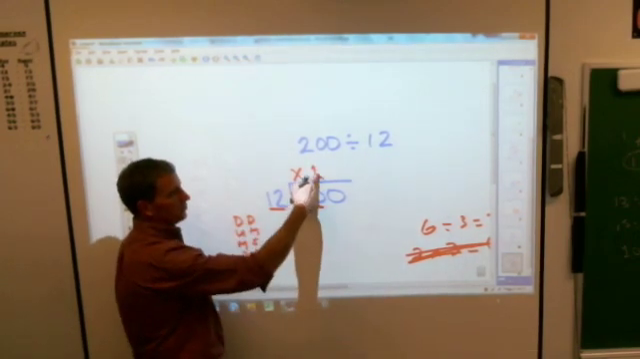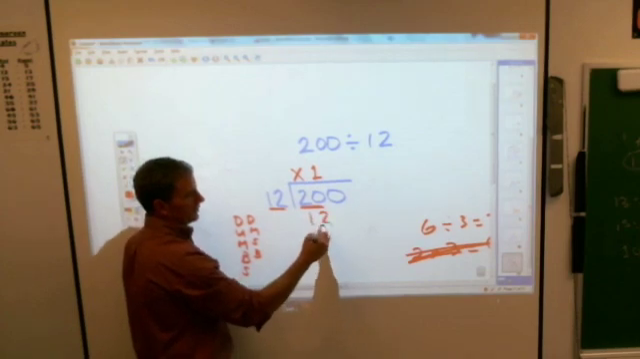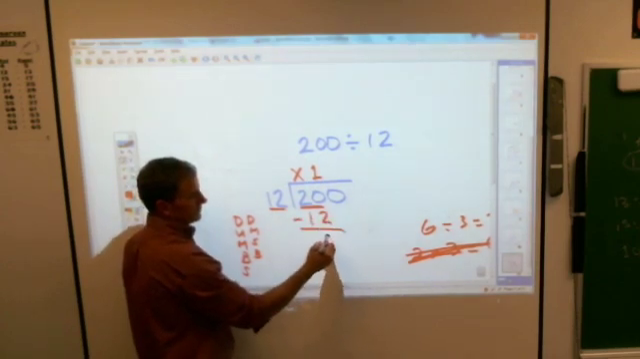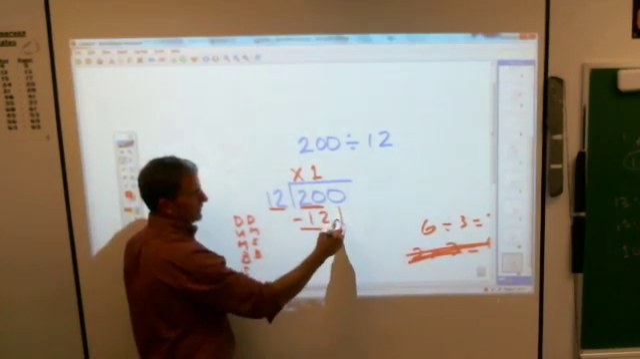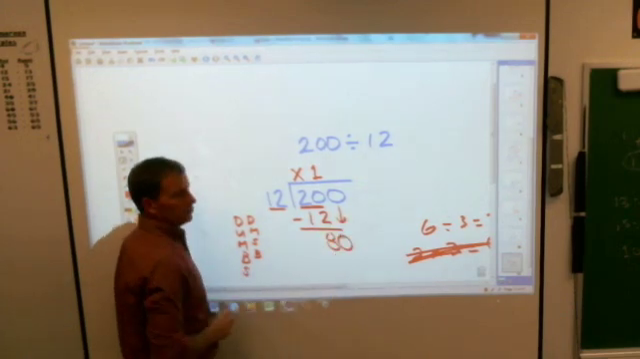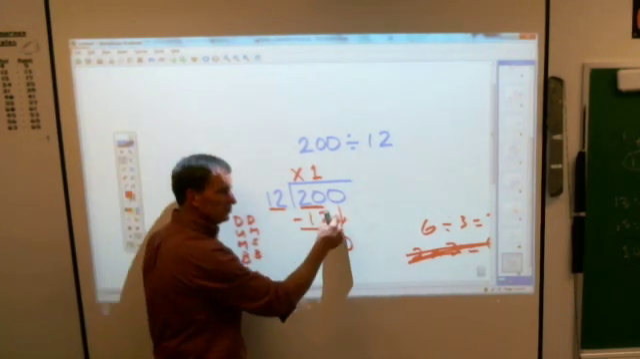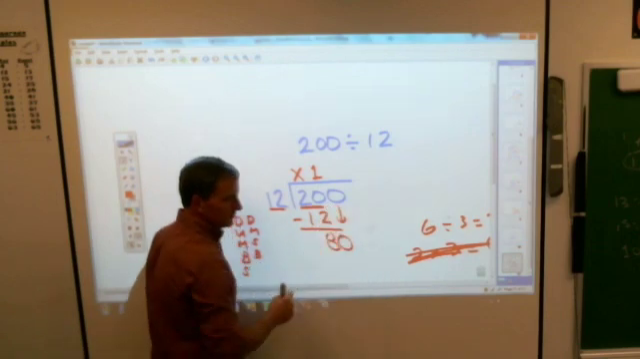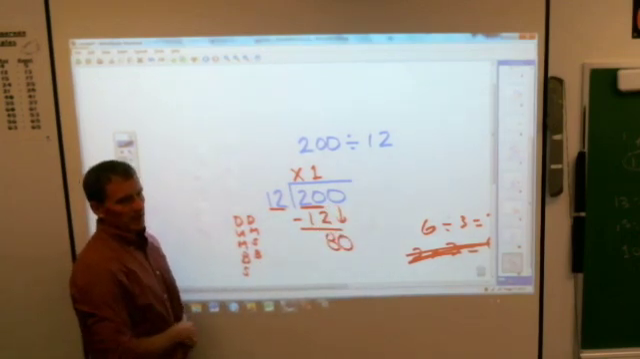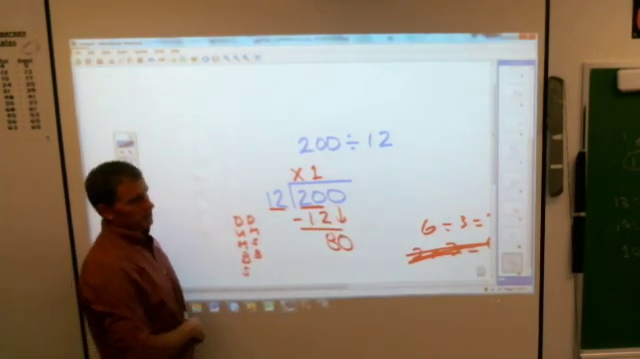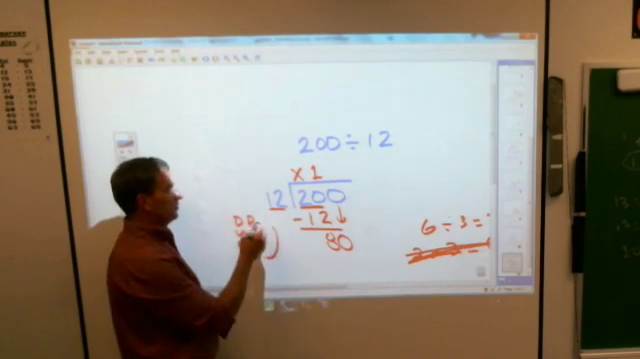Now I multiply the 1 times the 12. I put it there. I subtract, and then I bring down. And I will tell you again, ladies and gentlemen, I need to see this, only because it helps you keep straight. When you run out of arrows, you run out of the division parts. Now the whole thing starts all over.